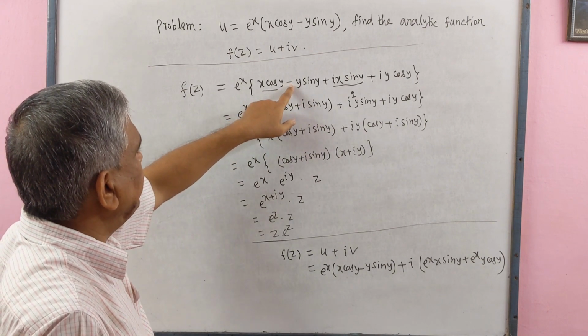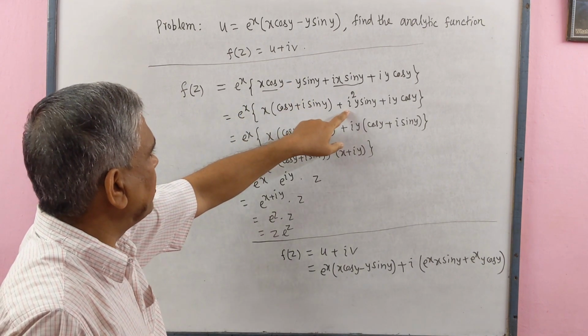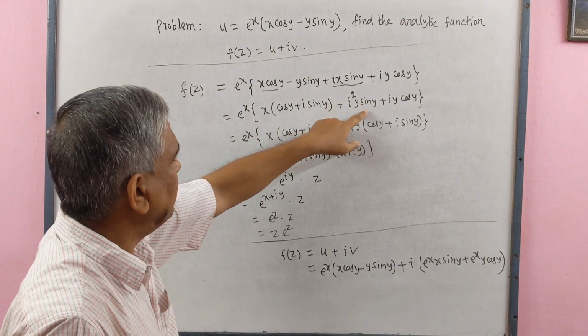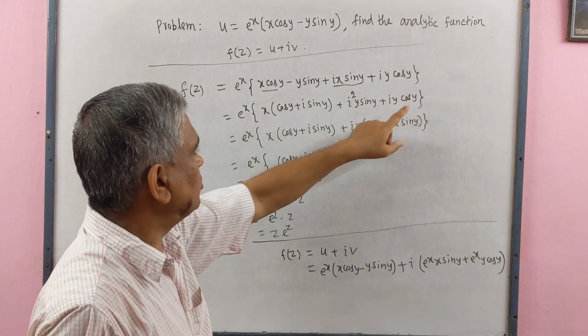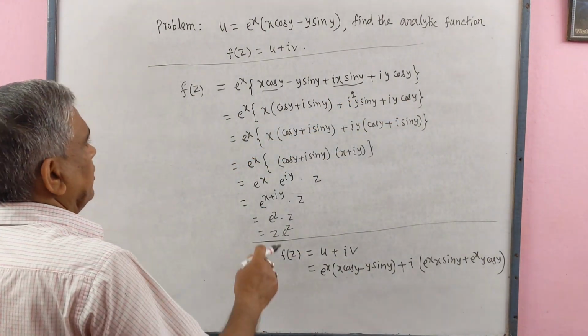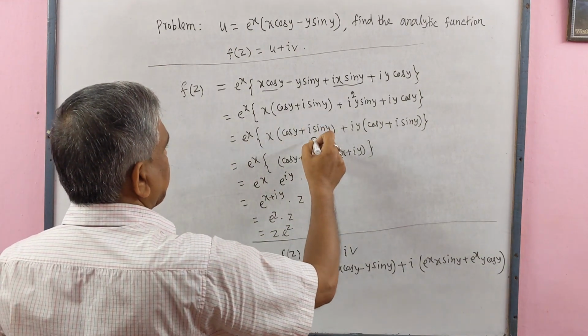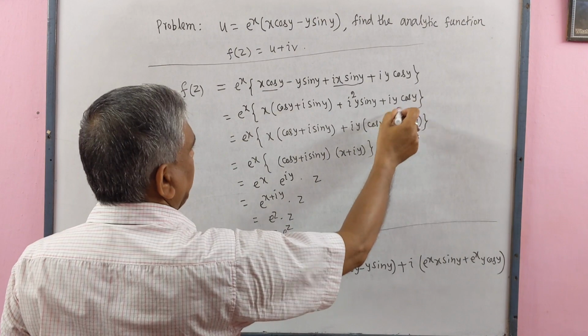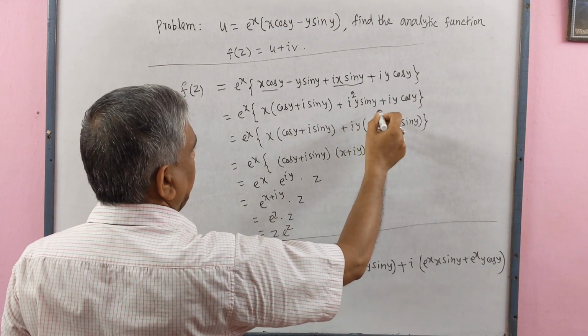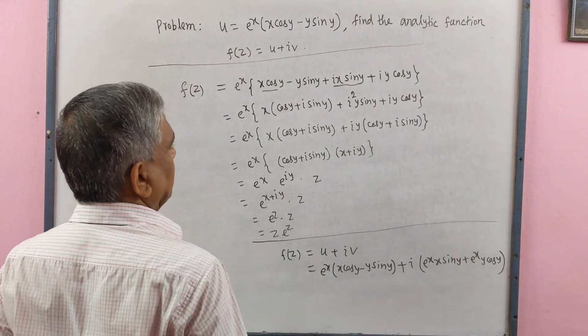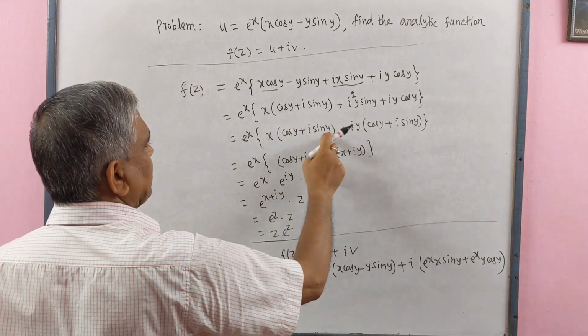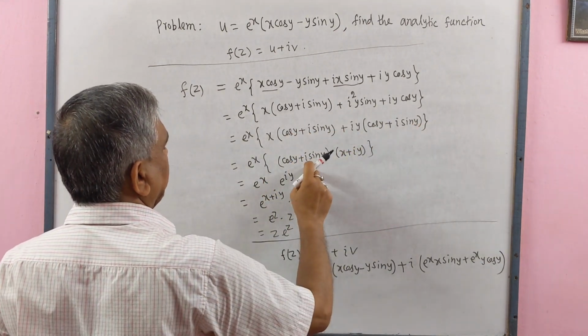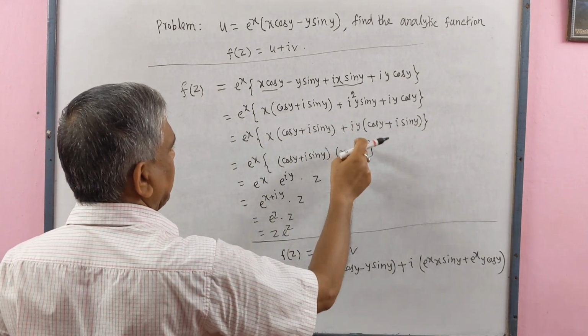We make minus 1 as i square y sin y. This is i y cos y. Here this remains the same. Here we take i y common. Here cos y plus i sin y. So cos y plus i sin y common. Here x plus i y.